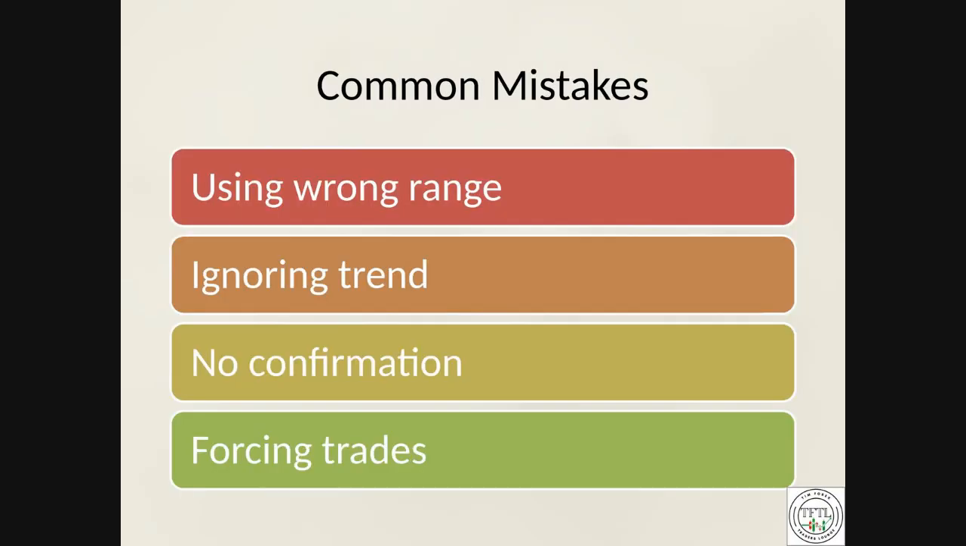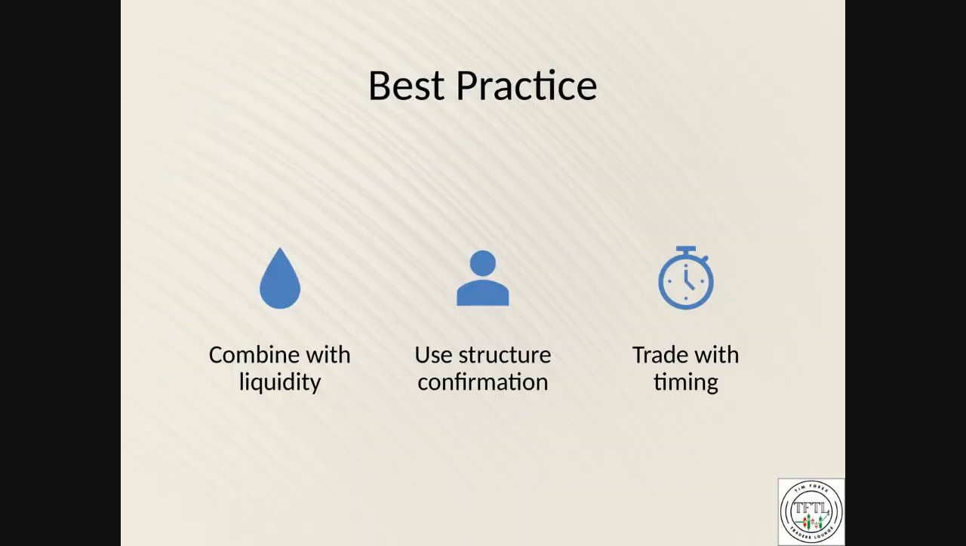Some of the common mistakes that traders make is using a wrong range. If you use a wrong range, therefore you are going to get wrong results. Also never ignore the trend, because most traders ignore the trend. And even if you're talking about buying in discount and selling in premium, you have to confirm other market conditions, depending on the setups that you take or the strategy that you use. The other mistake is trying to force trades, so avoid completely that aspect of trying to force trades. The best practice here is for you to combine this aspect with your strategy.